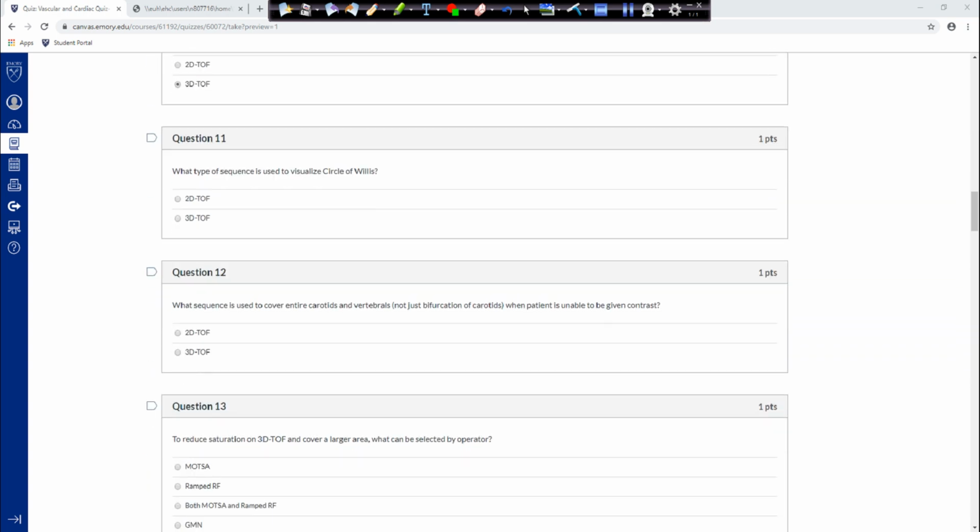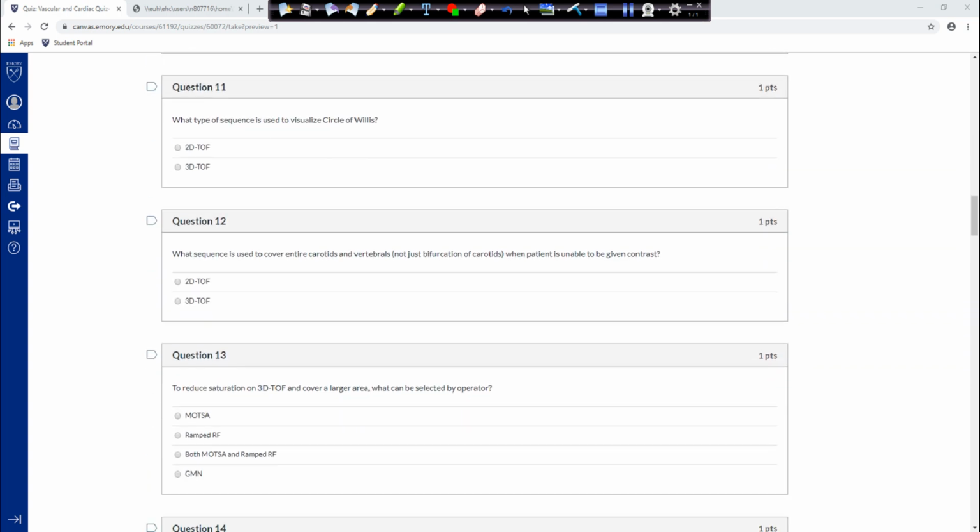All right, number 11. What type of sequence is used to visualize a circle of Willis? 3D. And where do we put our sat band on a 3D time of flight? Above the circle of Willis, because we want to saturate the venous blood flow coming back down.